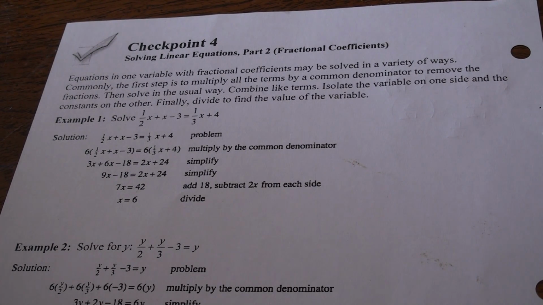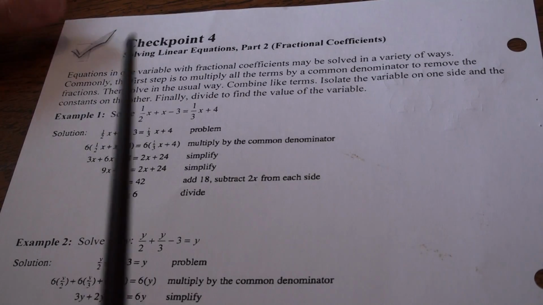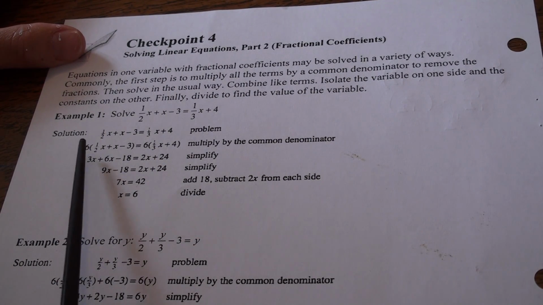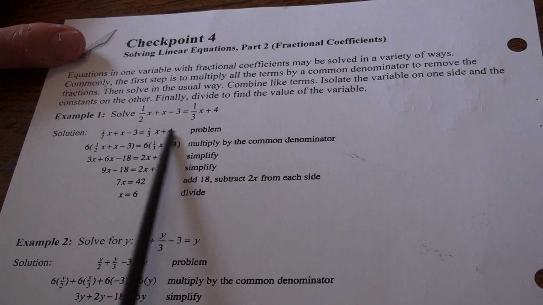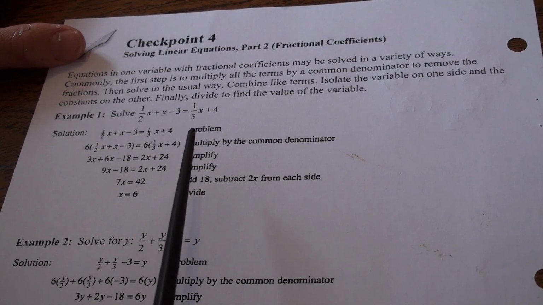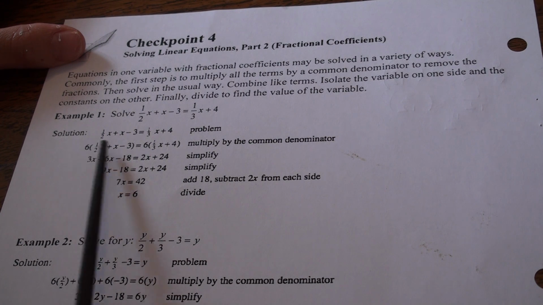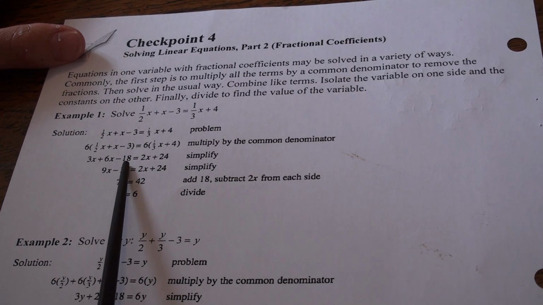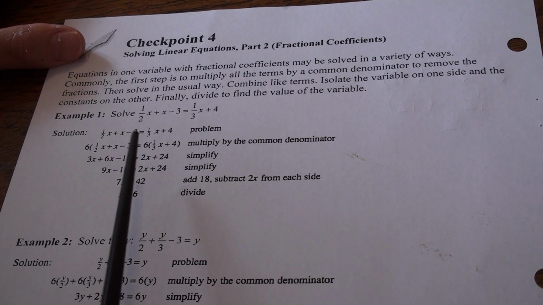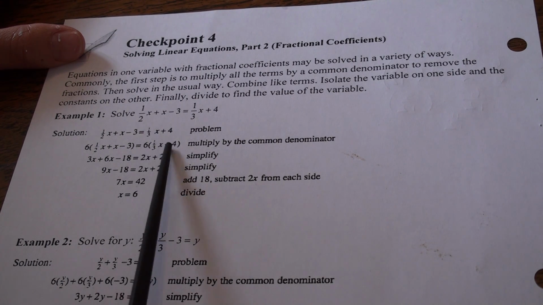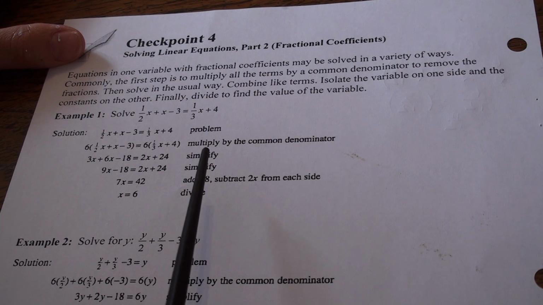So the first thing they did is multiply by their common denominator, which for 1/2 and 1/3 will be 6. And you're going to multiply everything on both sides by this common denominator. 6 times 1/2 x will give you 3x. 6 times x is 6x. And 6 times negative 3 is negative 18. On the right-hand side, 6 times 1/3 x is 2x, and 6 times 4 is 24.